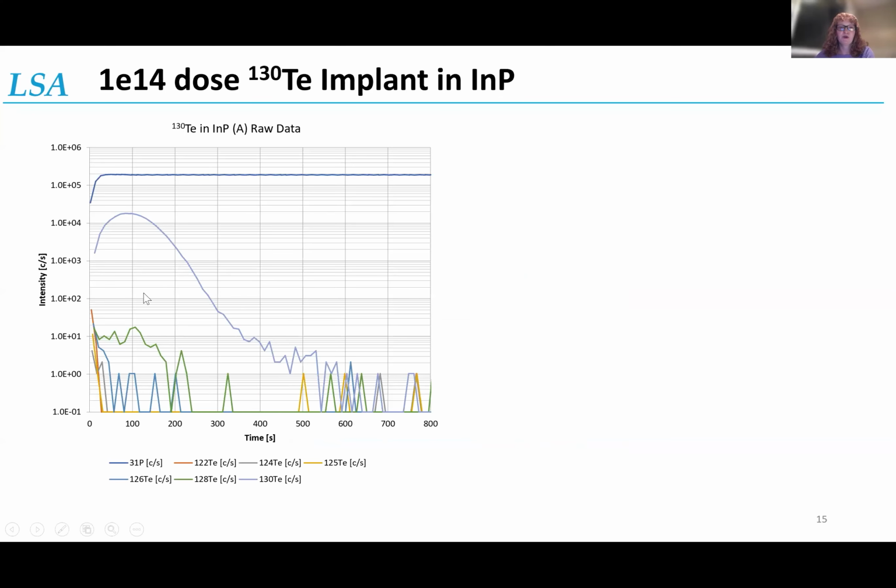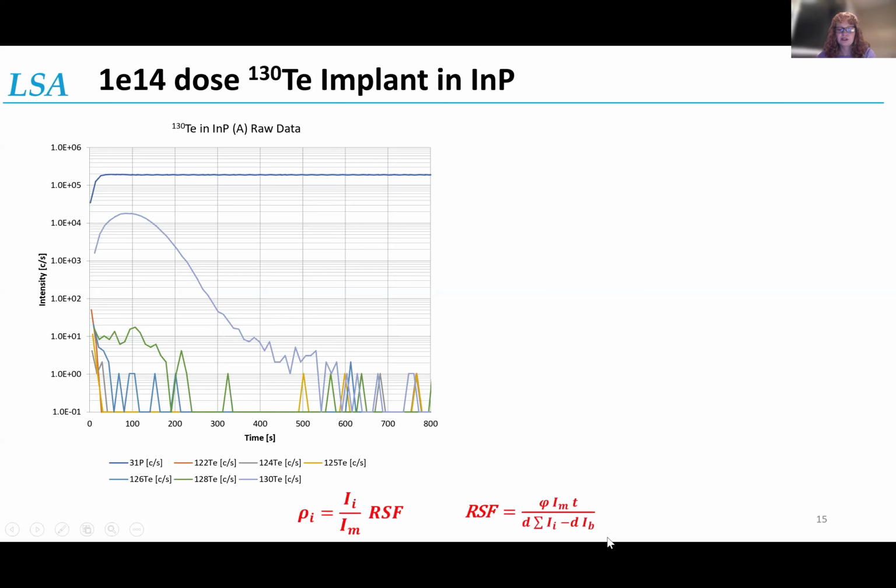We can then run a depth profile with monitoring all of these different mass units or isotopes of tellurium, and we can see a nice Gaussian-shaped peak at 130 tellurium, a very small peak at 128 tellurium, which is very close to our background levels. It's only about 10 counts. And then nothing at 126 and the other minor isotopes of tellurium, which is perfect. It's exactly what we want to see when we get implants done.